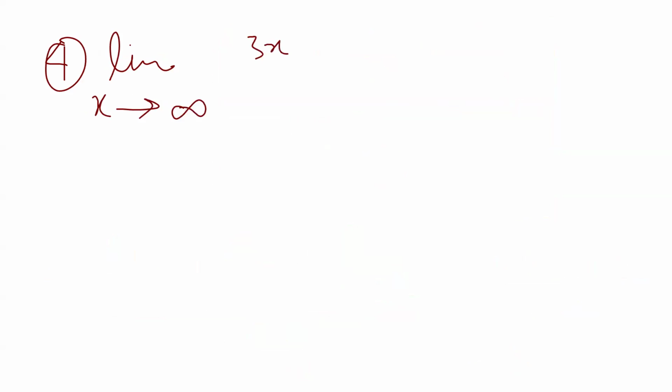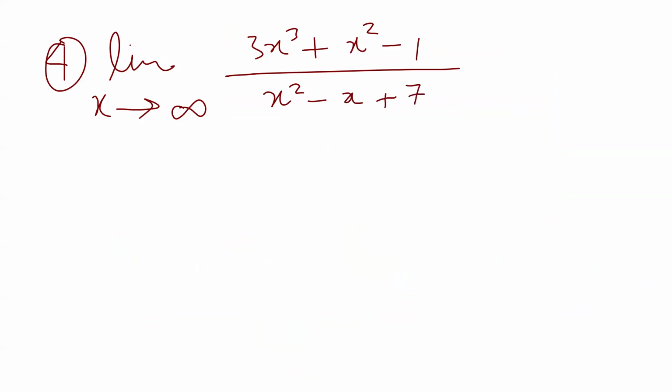Next problem, question number 4. Limit x approaching towards infinity, 3x cubed plus x square minus 1 upon x square minus x plus 7. The term with the greatest power of x is x cubed. Okay, so divide throughout by x cubed.